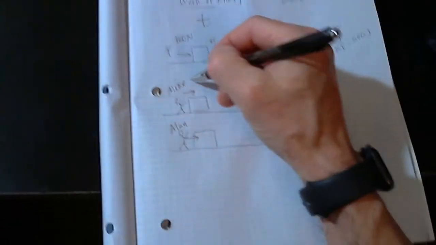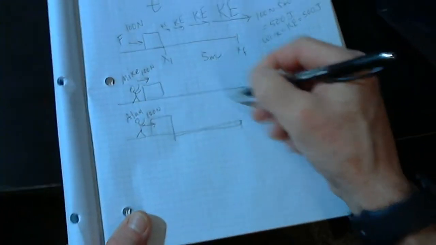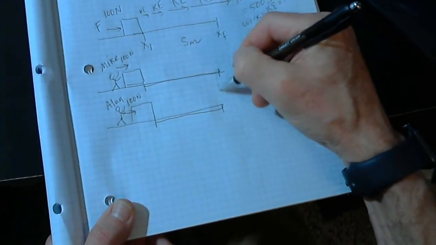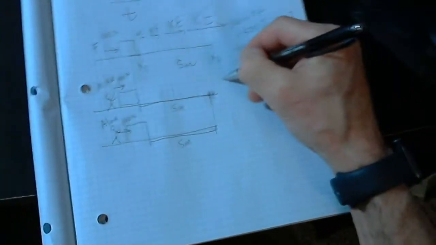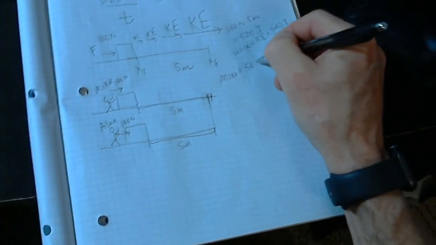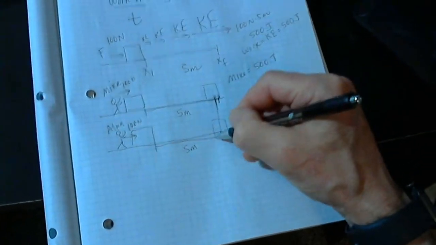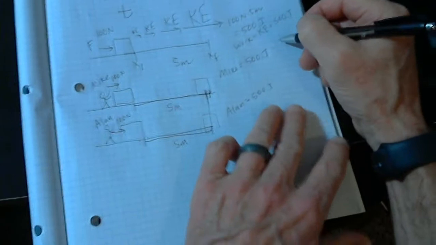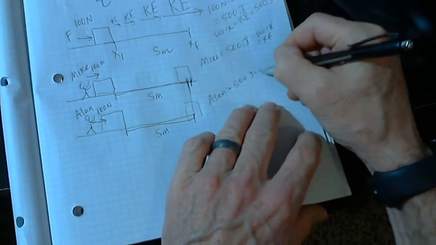So we can both push on the box with the same value of force, and we can both push on it 5 meters. So Mike does 500 joules worth of work, I do 500 joules worth of work. We both do the same amount of work, and the box has the same amount of kinetic energy at the end of that 5 meters. Okay, does that make sense?